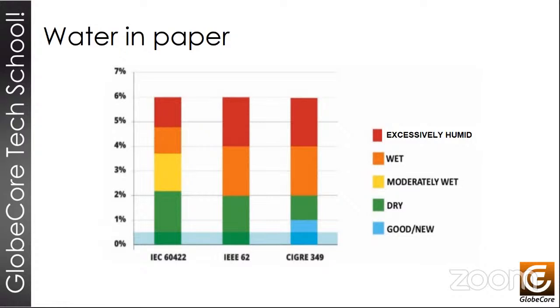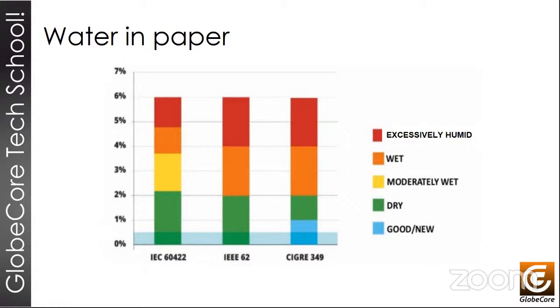We can see that IEEE 62 defines three values, which are subdivided as follows. Transformers with a percentage of less than 2 are considered dry transformers. Transformers that exceed 4% are considered excessively wet. Transformers that are 2 to 4% are extremely wet transformers, and it's recommended to carry out dehydration processes on them to extend their service life.